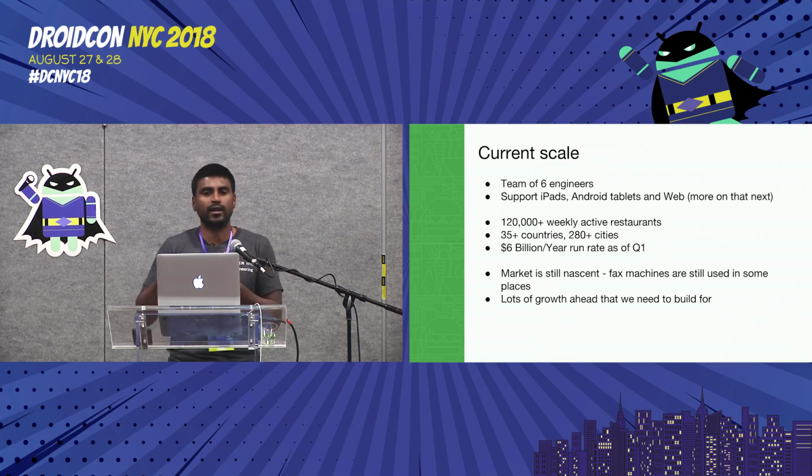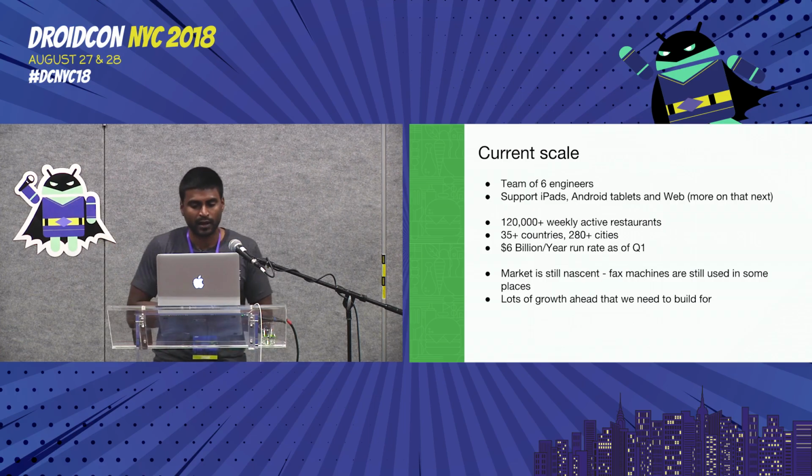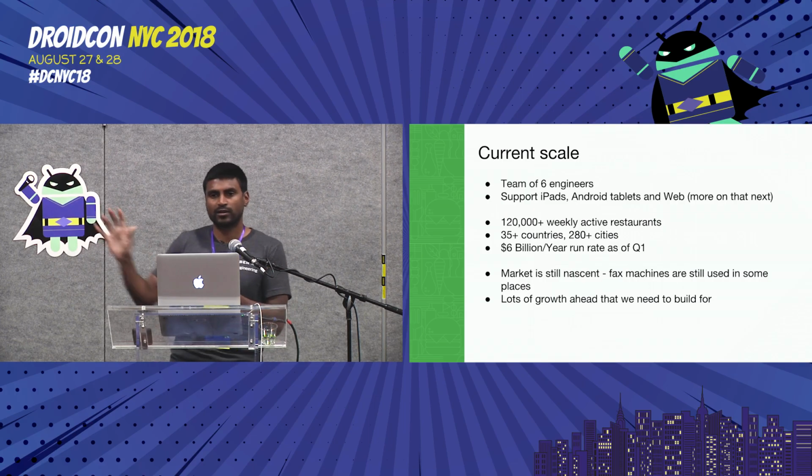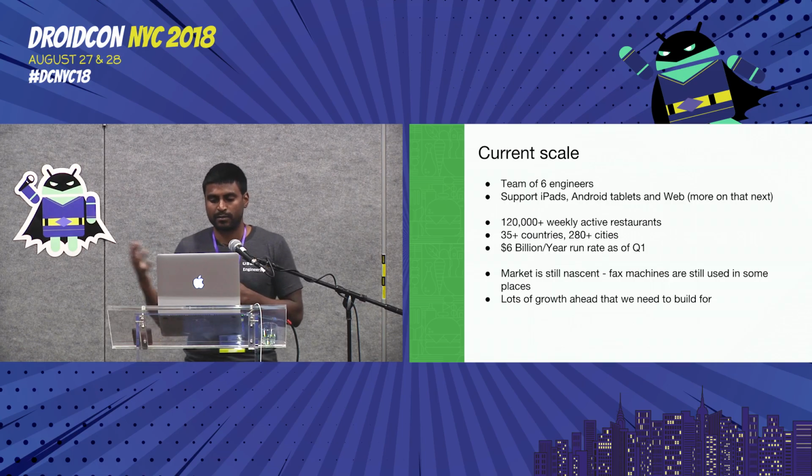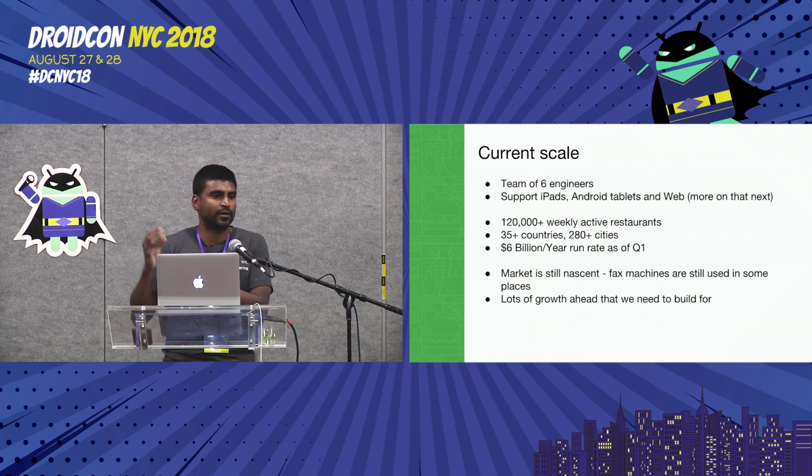But then a huge win was that we were able to go to Android pretty quickly, and then a surprising win that we could also share so much code with the web. These are some of the last published numbers: 120,000 weekly active restaurants, 35 plus countries, 280 plus cities. As of first quarter, our run rate was $6 billion of food sales a year. You can compare that with other food chains to see how much food we sell. The market's still nascent though.